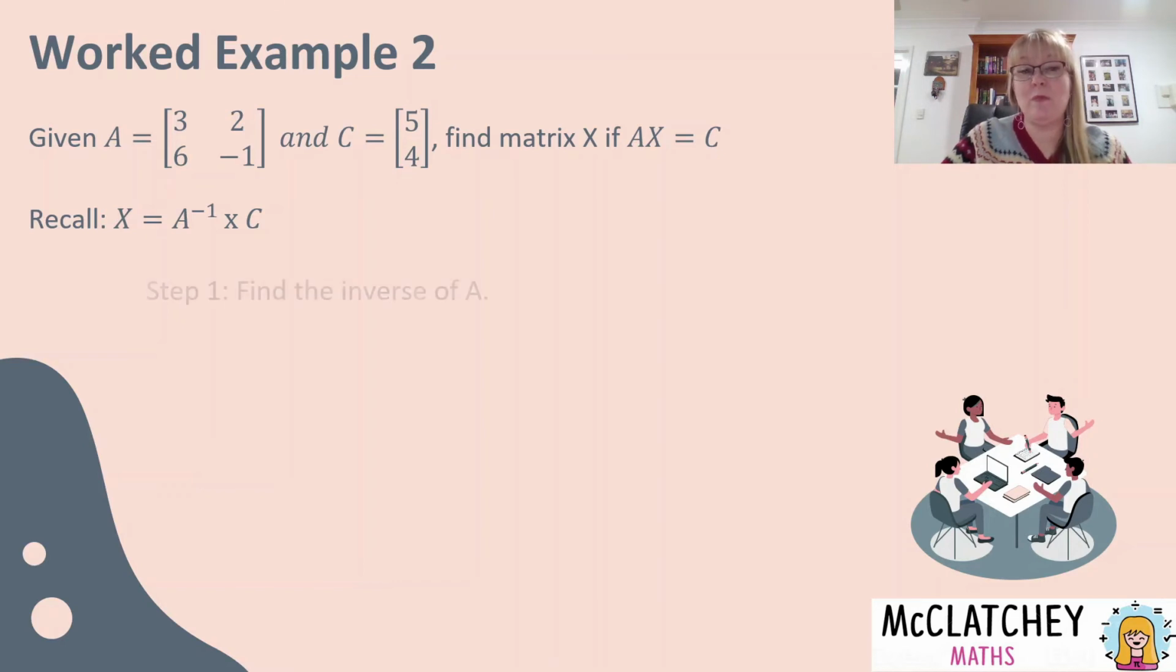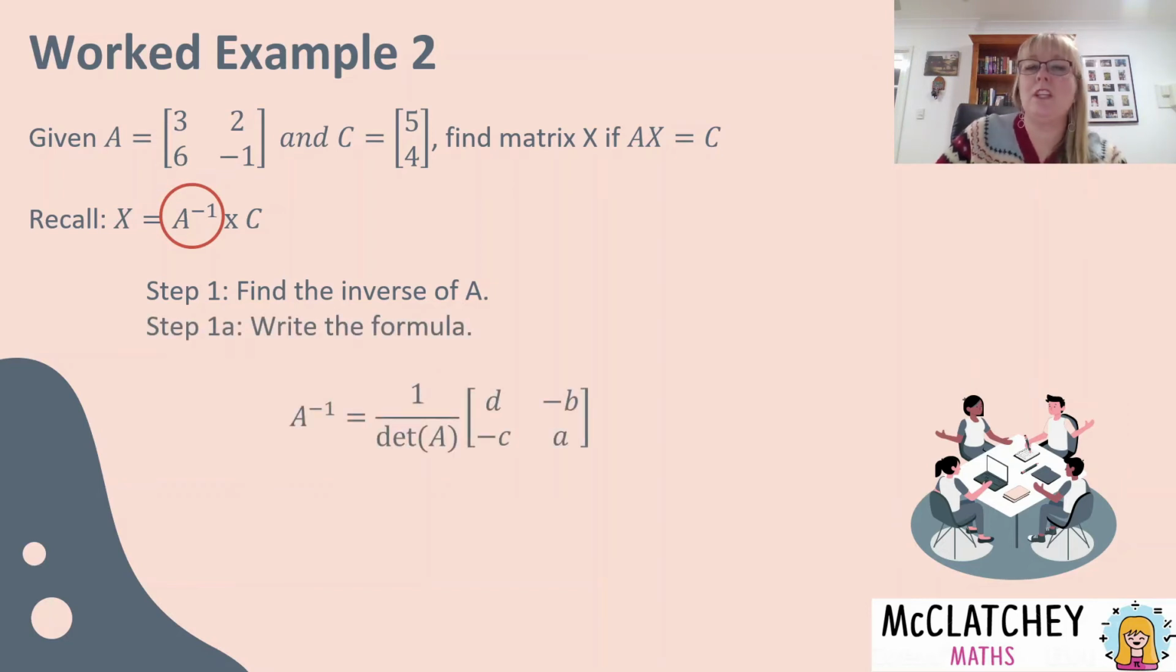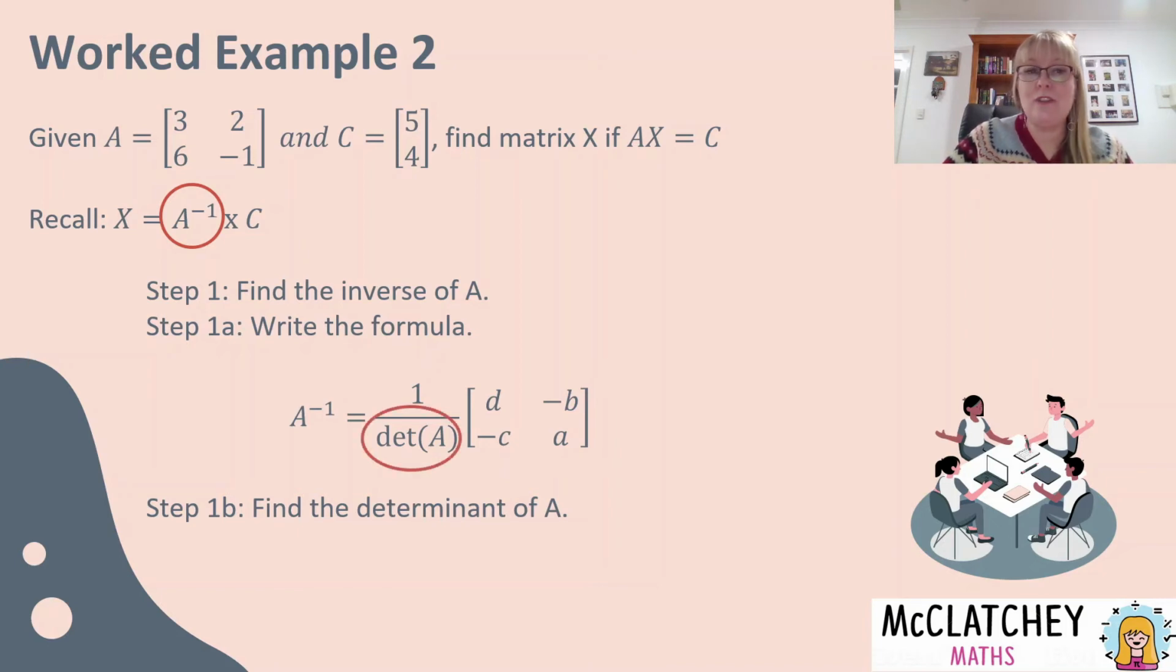So our very first step is we've got to find that inverse of A. If you recall from our previous videos, there are some steps to finding the inverse. The first thing we've got to do is write our formula for the inverse, and we get that straight off our formula sheet. You'll notice that part of that is finding the determinant of A. We can't go any further until we've got the determinant of our original matrix A. So let's do that first.